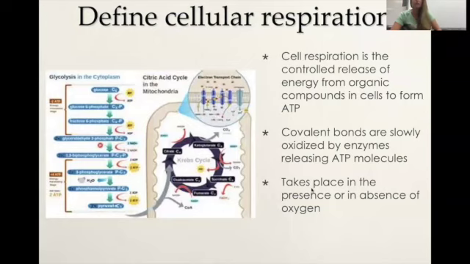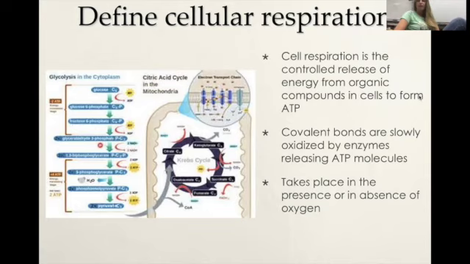So cellular respiration is defined as the controlled release of energy from organic compounds in cells to form ATP. What does this mean? You're pumping in glucose, that's your organic compound, into the mitochondria, and you are getting ATP, which is our chemical energy from that mitochondria. Covalent bonds are slowly oxidized by enzymes, and this oxidation releases ATP molecules.